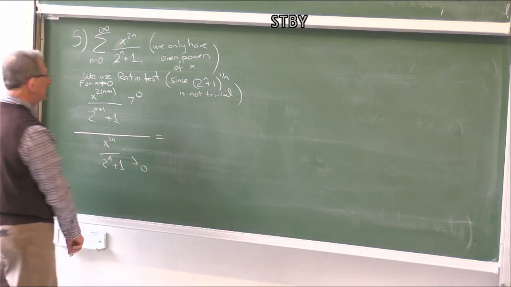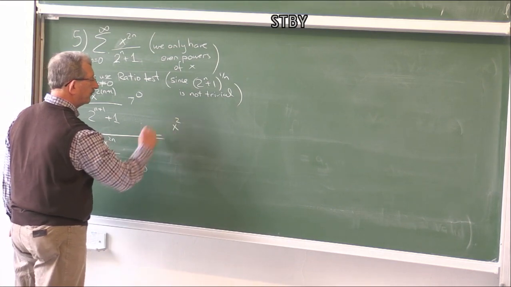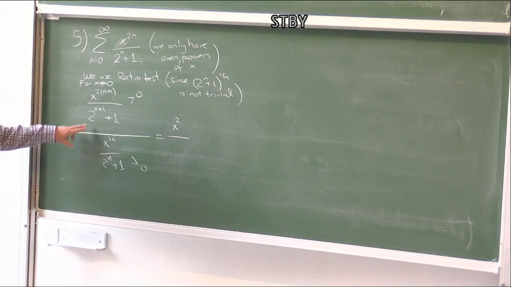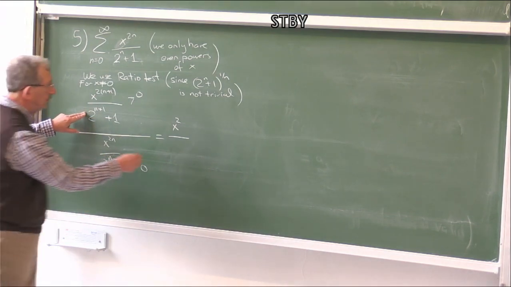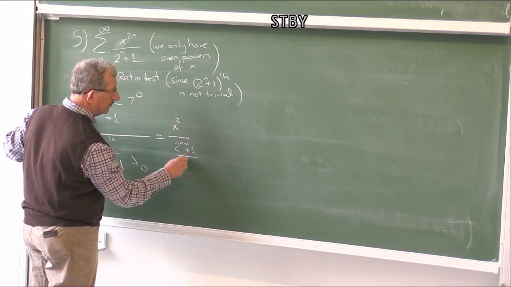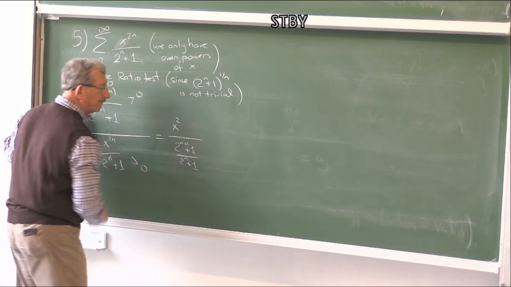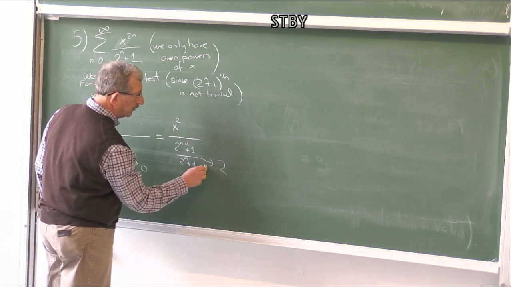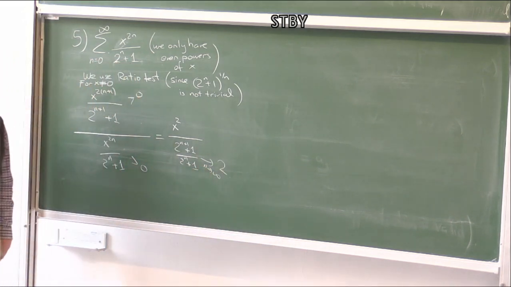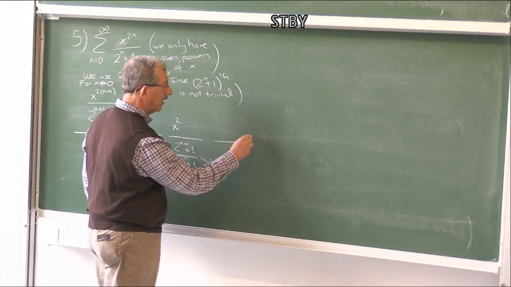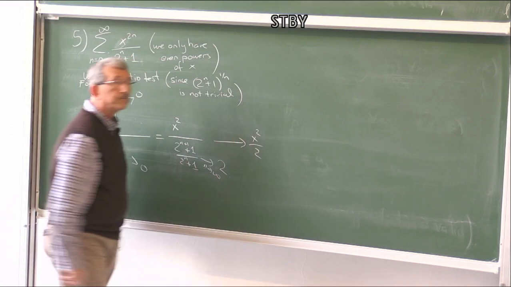Now, this is x squared times the ratio of 2 to the n plus 1 divided by the next term. Now, the limit here is clearly 2 when n goes to infinity. You can easily check that. So the limit becomes x squared over 2.